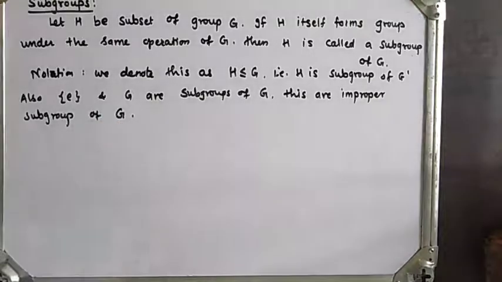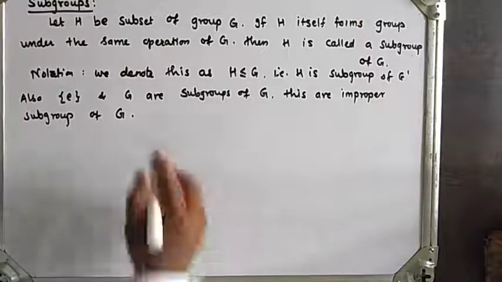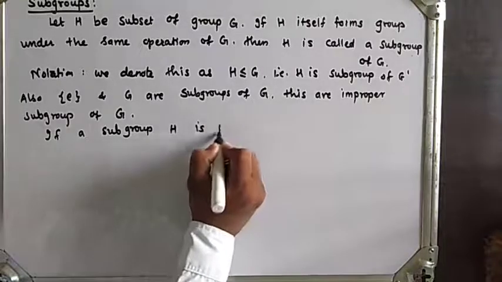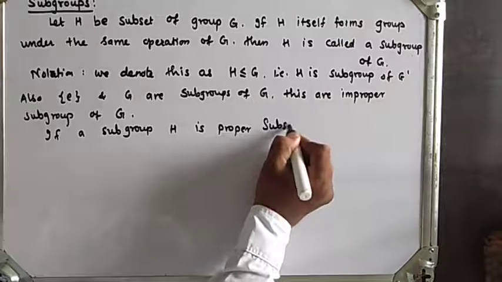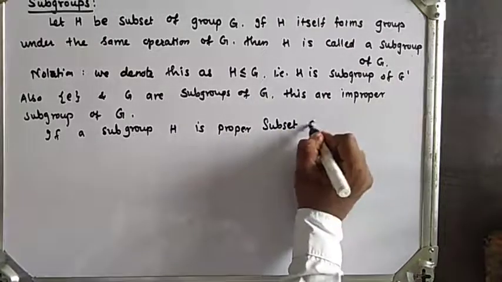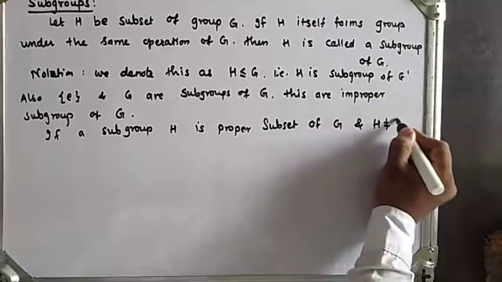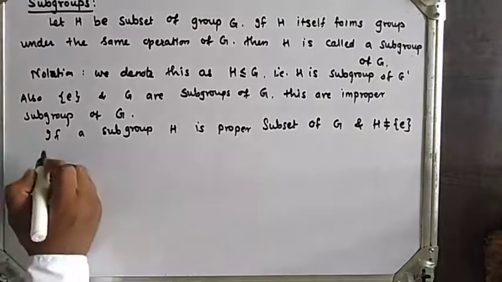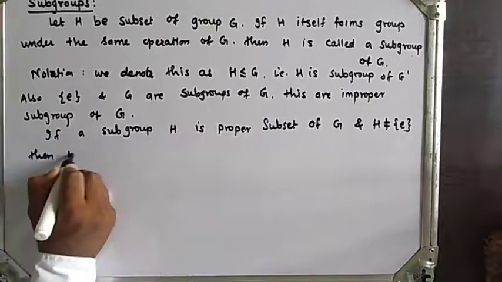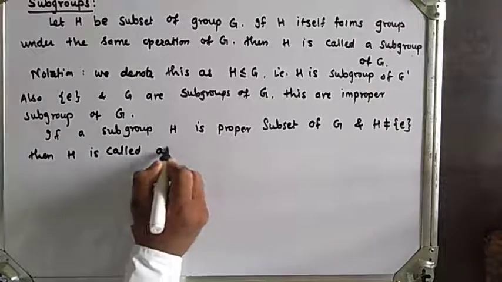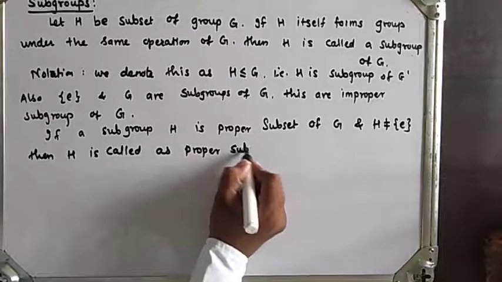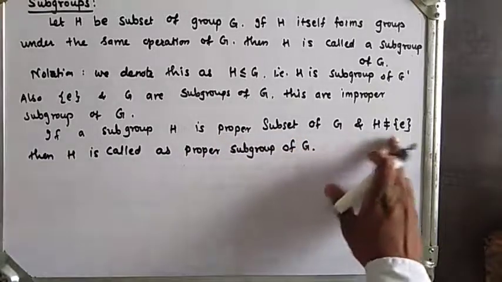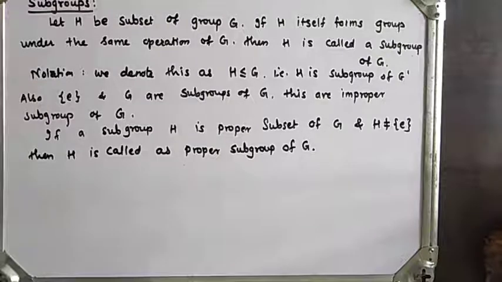If a subgroup H is a proper subset of G and H is not equal to identity, then H is called a proper subgroup of G.